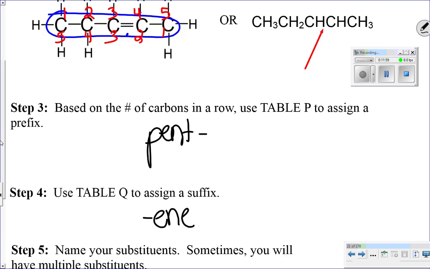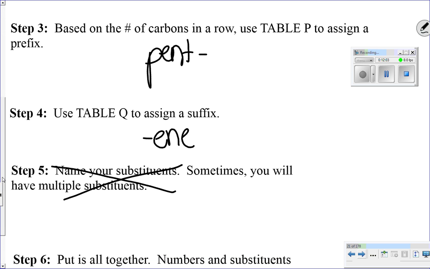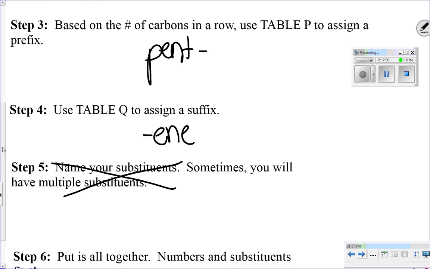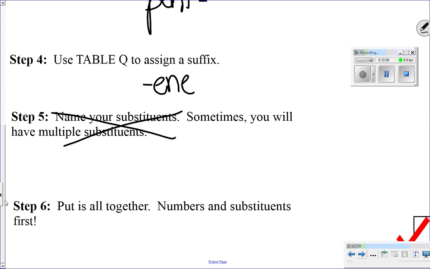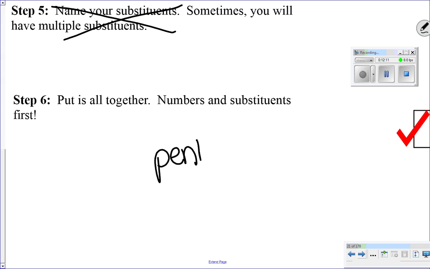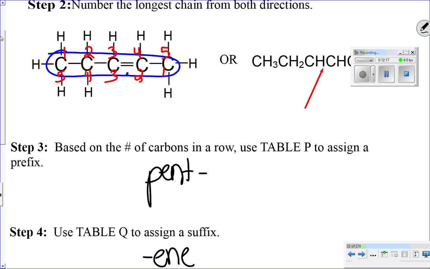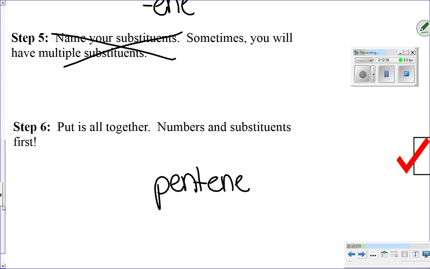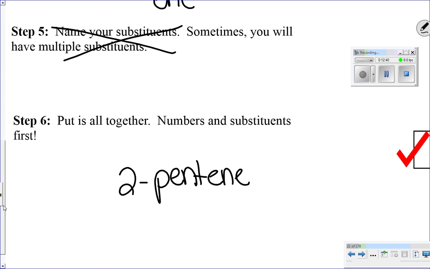We don't have any branch substituents coming off, so we don't need to do that. However, we are going to need to make sure that we tell people where that double bond is. So we're actually going to write pentene, and then we are going to put a number in front of this. So we want to tell people where the double bond starts. If you number this way, the double bond is starting at carbon 3. If you number this way, the double bond is starting at carbon 2. So it's looking for the starting carbon in the direction you're numbering it. So since my bond is starting at carbon 2, I'm going to go from right to left and call this 2-pentene.